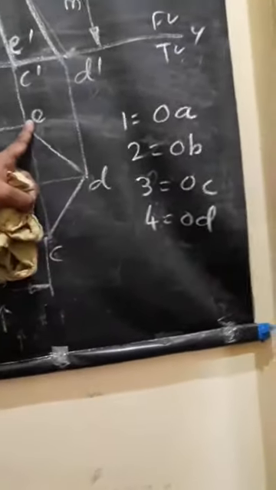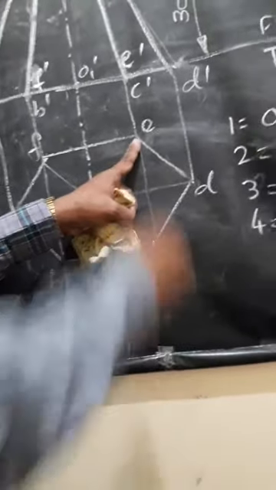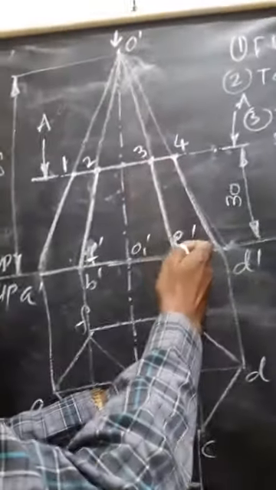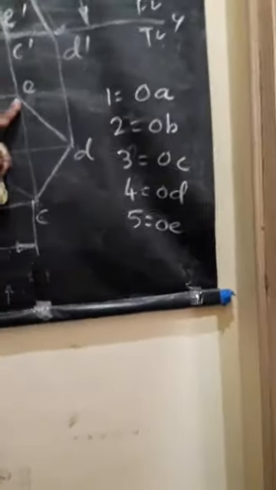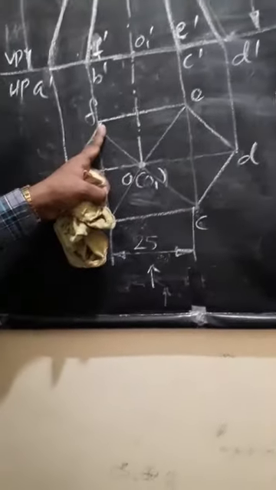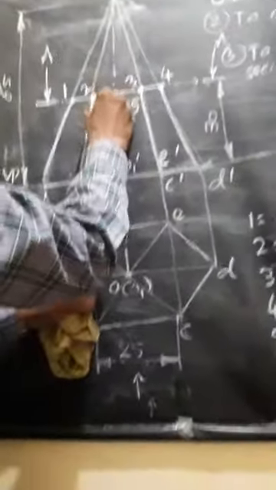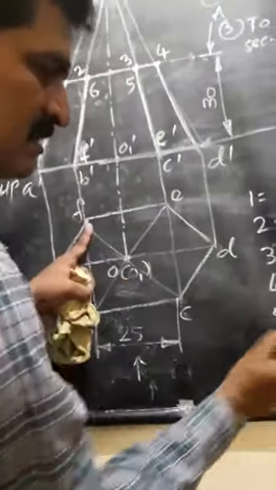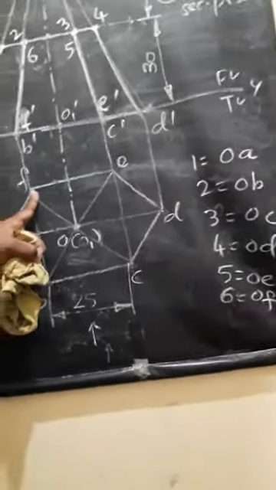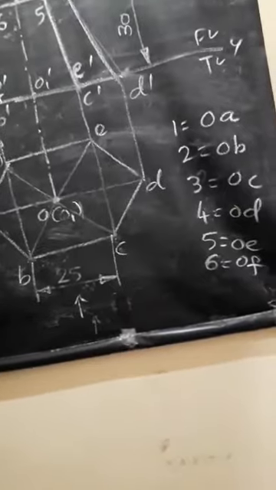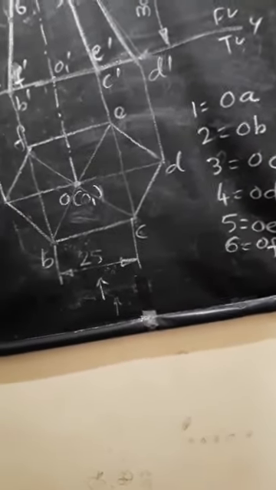Go to the next point E. OE: whether it is cutting OE or not in the front view, it is cutting OE also. So mark this point as 5. 5 is on OE. Go to the next point F. Is it cutting OF or not? It is cutting OF also. The point is 6. So point 6 is on OF. This way I have to mark the points correctly. So step number 3 is over.